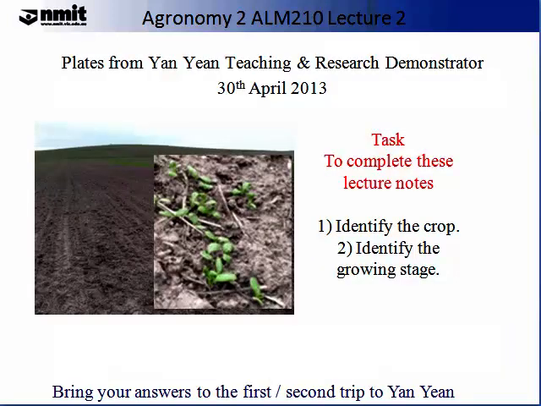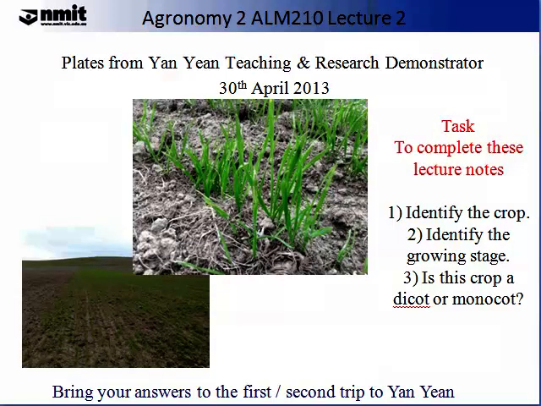The next couple of slides are pictures of the Paddock 7, the Yang Ying demonstrator, when it was being set up. The picture on the left hand side is the land immediately after seeding, and the picture on the right hand side is the crop emerging. Can you identify what this crop is from this image? And can you identify the growing stage? Bring your answers to the first or second trip to Yang Ying and we will discuss them and compare them to where the growth is now. These images were taken on the 30th of April 2013.